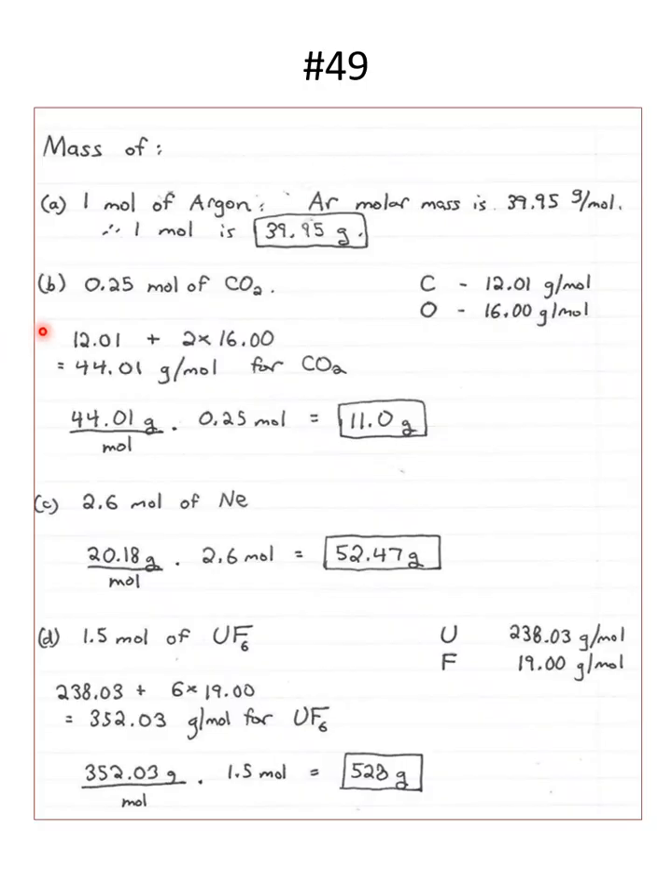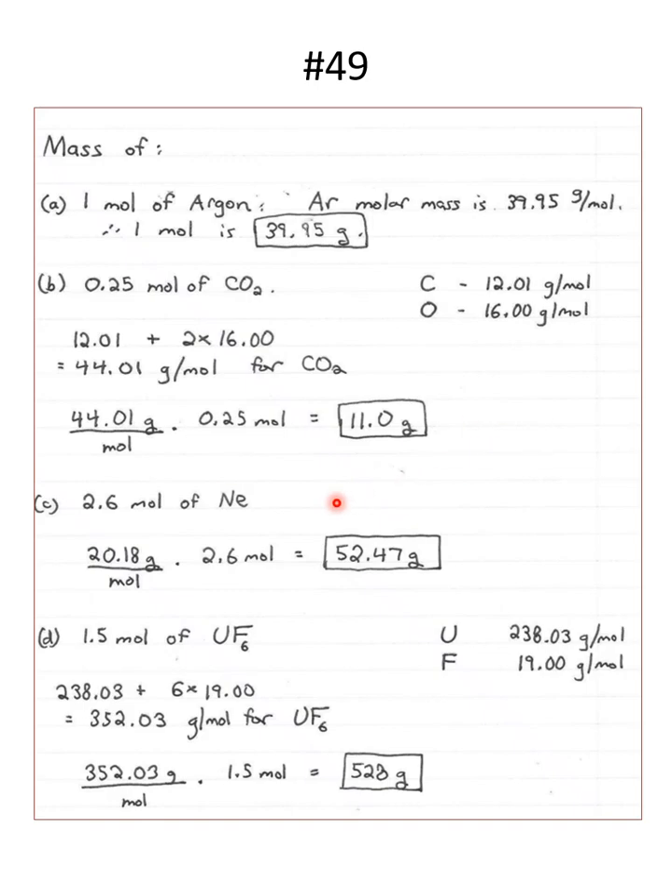Part B, 0.25 moles of carbon dioxide. We look up in the periodic table, we see carbon is 12.01 grams per mole, oxygen is 16 grams per mole, and we're going to add those together. We've got 1 carbon plus 2 oxygens, and so 12.01 plus 2 times 16, we get 44.01 grams per mole. That's the molar mass of carbon dioxide. We're going to take that many grams per mole, multiply it by 0.25 moles. You see we handle this like we do a unit conversion. The moles divide out and we're left with grams, so 11 grams.